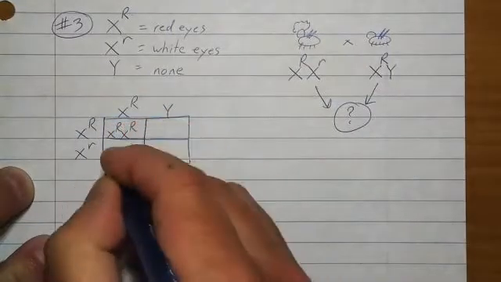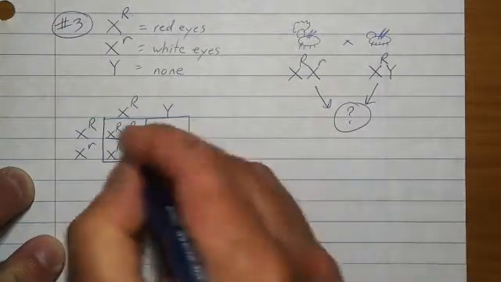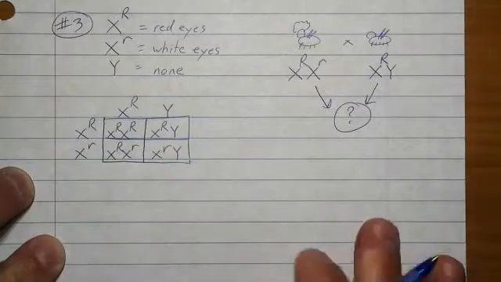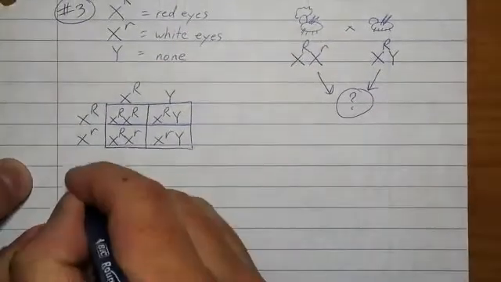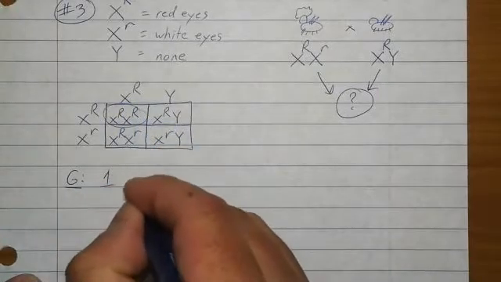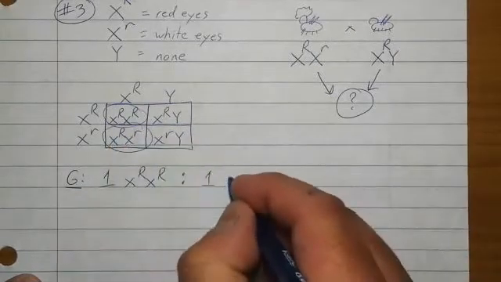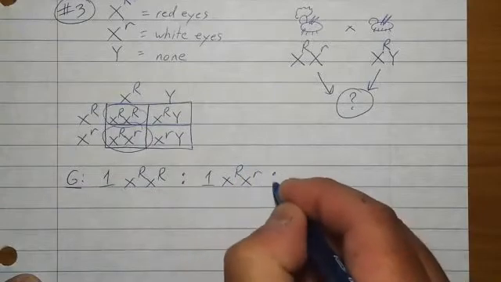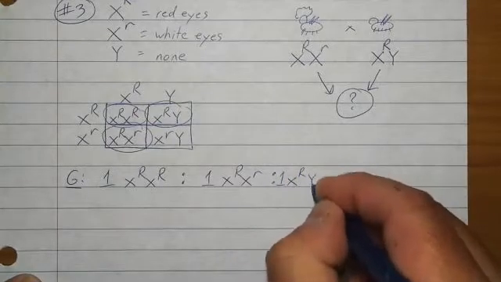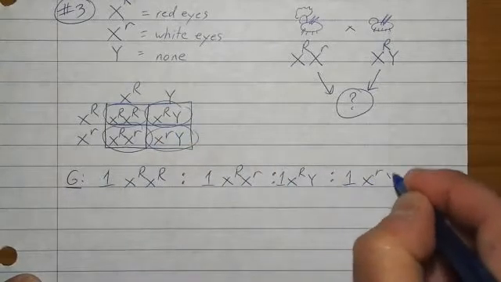X to the capital, X to the capital. X to the lowercase, X to the capital, but I like putting the capital first, so let's do that. X to the capital and a Y, X to the lowercase and a Y. So then I go to my genotypic ratios. I've got one that looks like this, X to the capital, X to the capital. I've got one that looks like this, X to the capital, X to the lowercase. I've got one that looks like this, X to the capital and Y. And I got one that looks like this, X to the lowercase and Y.